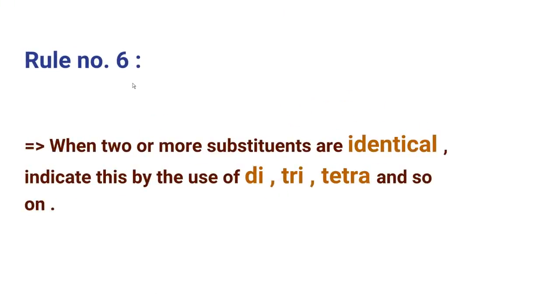Now, students, rule number 6 says when 2 or more substituents are identical, indicate this by the use of di, tri, tetra and so on. Di means 2, tri means 3, and tetra means 4, and so on and so forth.